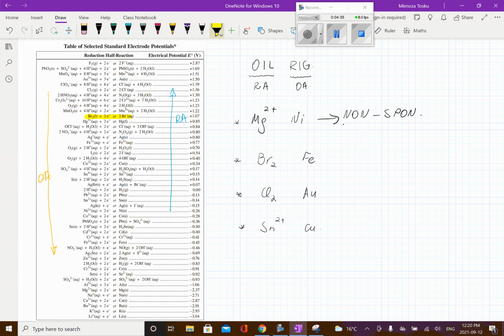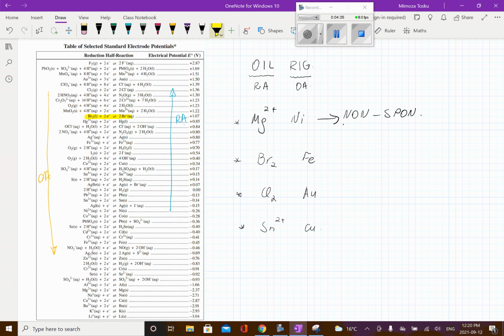Okay, so again, you can use the other method that I showed in the previous video of predicting redox reactions, in which you deal with the voltage values. Next one is chlorine gas and gold. Let's find those two and see if they are spontaneous or non-spontaneous. I will leave it up to you to figure that out, but I'm telling you that this is a non-spontaneous reaction. Find those two and you will see that it is non-spontaneous.